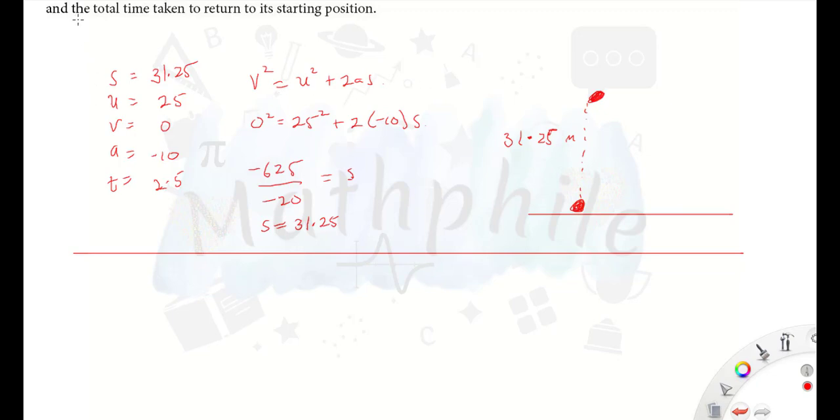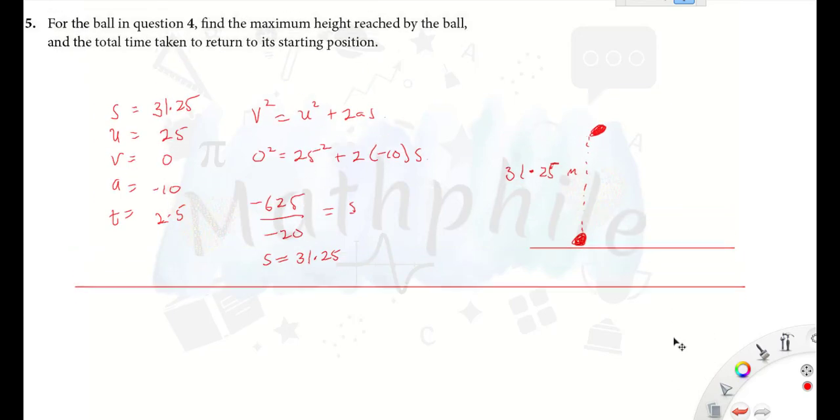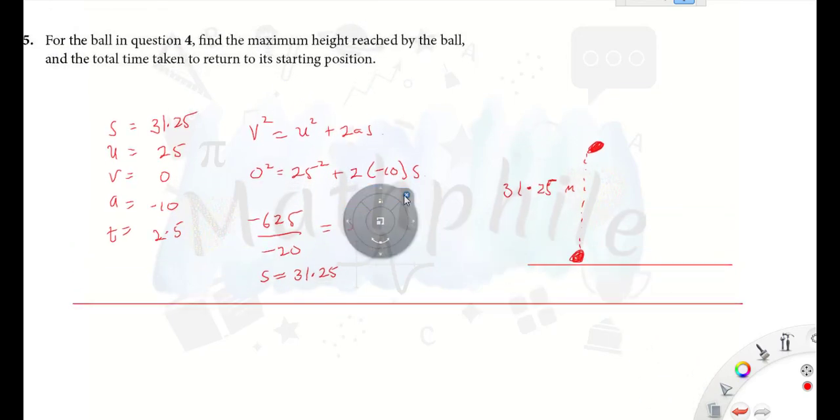But the question is saying, find the total time taken to return to its starting point. So the ball was thrown upwards and got to the top with a time of 2.5 seconds. So it took the particle 2.5 seconds to get to the maximum height. Now let's find the time it is going to take the particle to come back down. Actually, I know it's going to be 2.5, but because we are beginners, let's assume that we don't know that it's going to be 2.5.